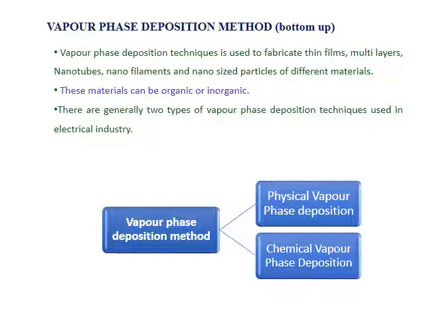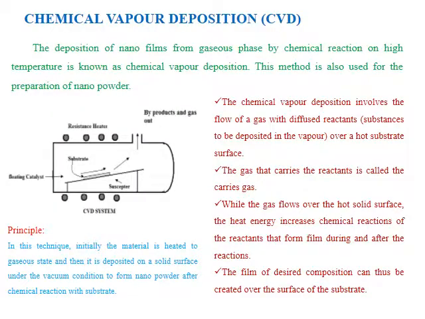This vapor phase deposition technique is used to fabricate thin films, multi-layer nanotubes, nanofilaments and nano-sized particles of different materials. These materials can be organic or inorganic. So this method can be adopted for both organic and inorganic materials. There are generally two types of vapor phase deposition, as we discussed. These methods are widely used in the electrical and electronic industry. So in this lineup, now we are going to discuss the chemical vapor deposition method very shortly.